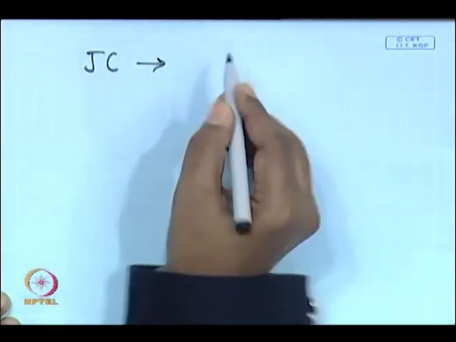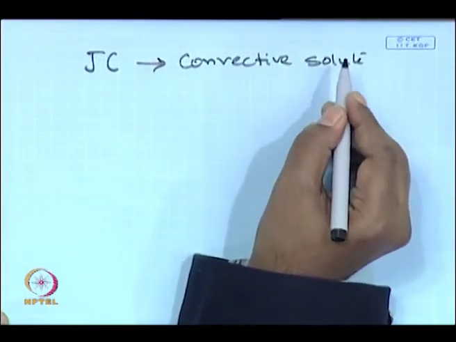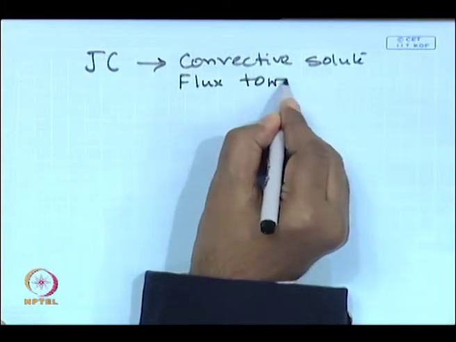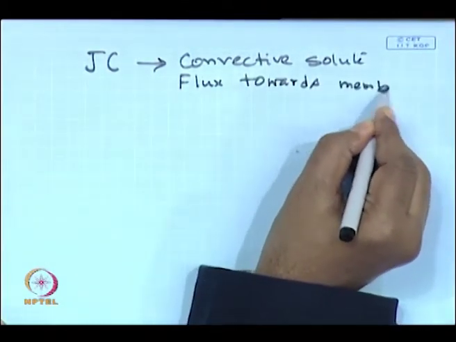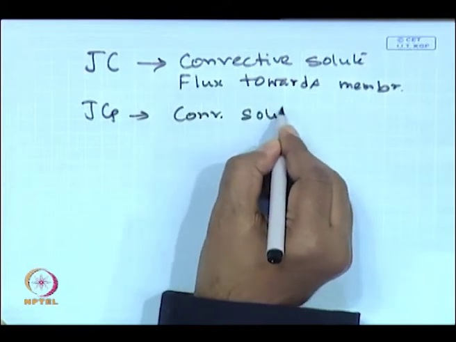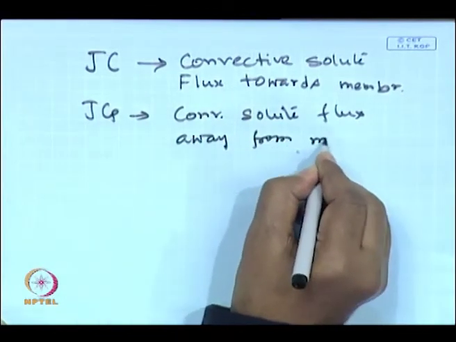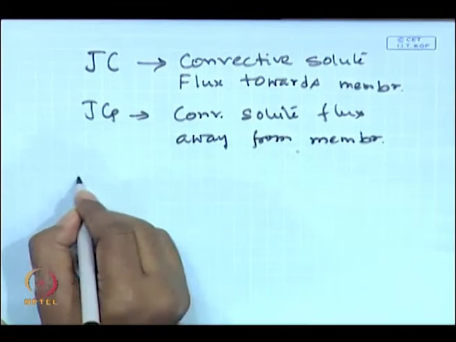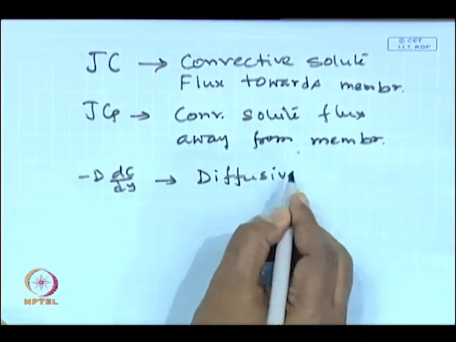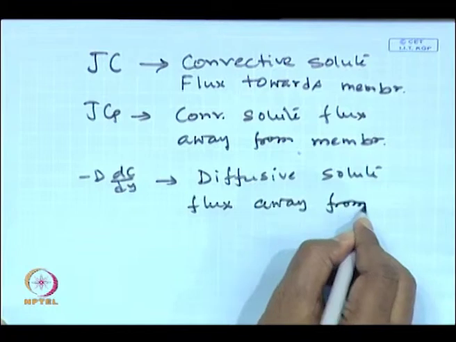J times C is the convective solute flux, which has a unit of kg per meter square second, or kilomole per meter square second, solute flux towards the membrane. J Cp is the convective solute flux away from the membrane, and minus D dC/dy is the diffusive solute flux away from the membrane.